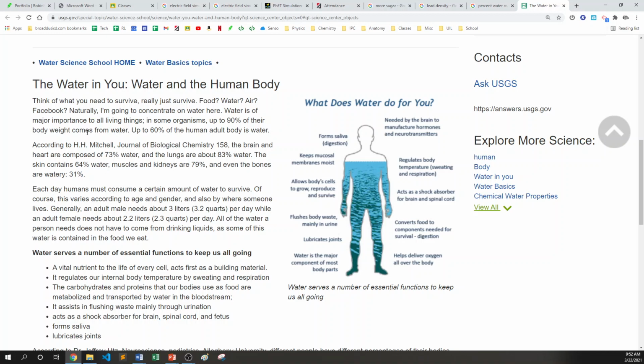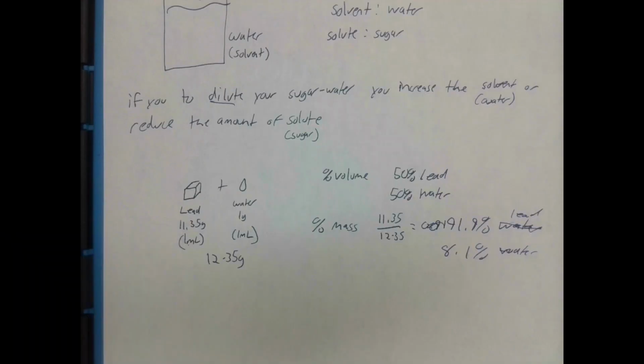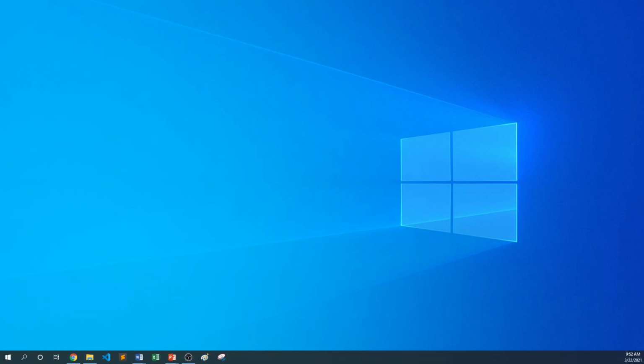At the very beginning, it says by weight. So by mass. That's cool. Then I'm 60% water.